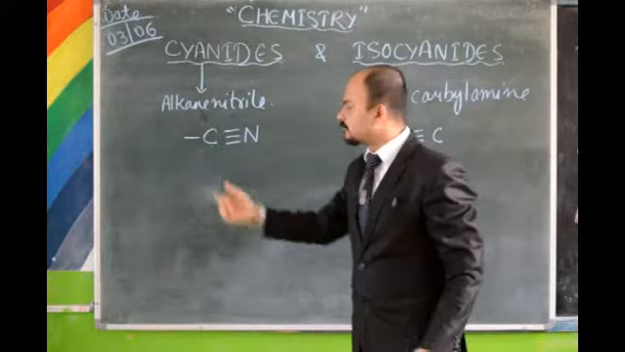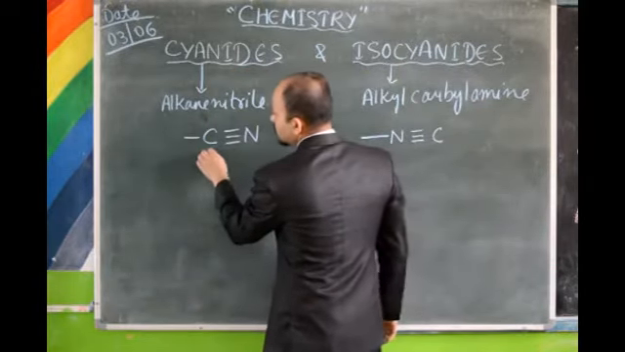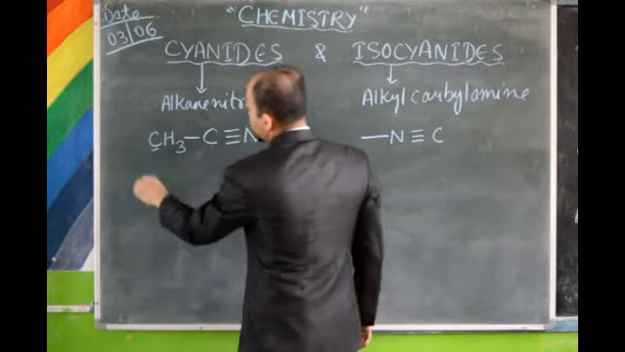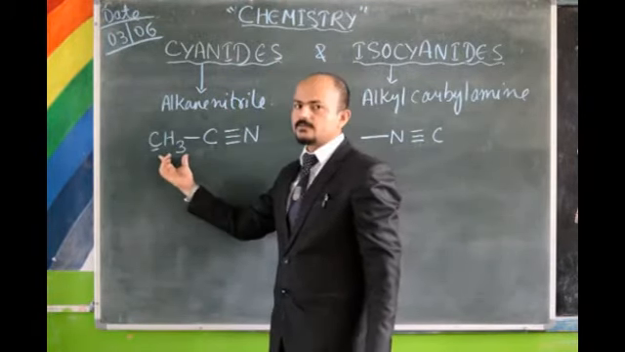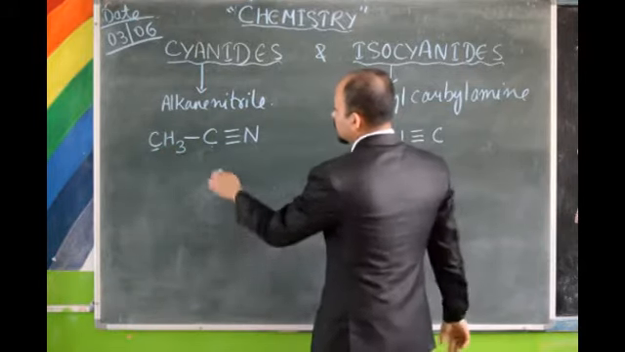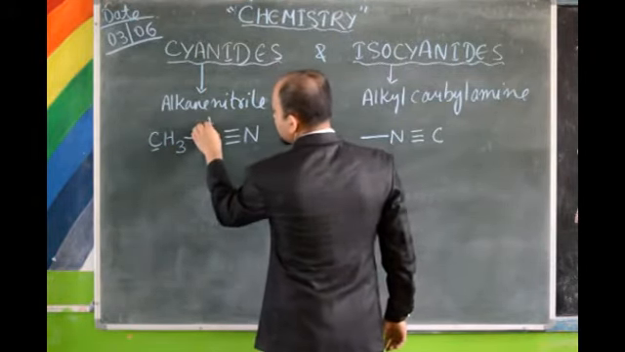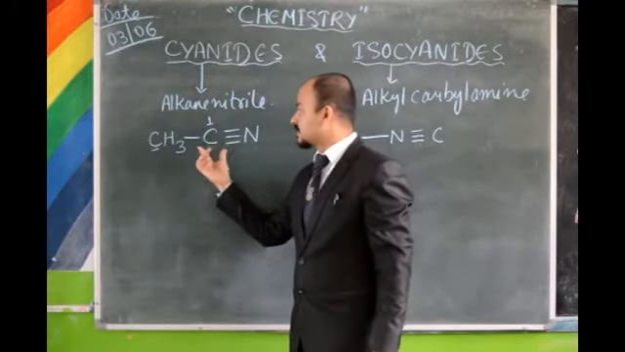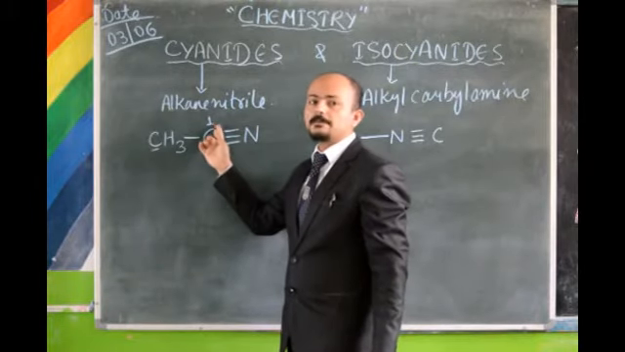Alkane nitrile. For example, suppose this is the functional group, and here you have one carbon, that means a CH2 group. This CN group is attached to the CH2 group. So the numbering starts from the cyanide group carbon. Please, many students make a mistake in this. The carbon atom of the cyanide group has to be given number 1.